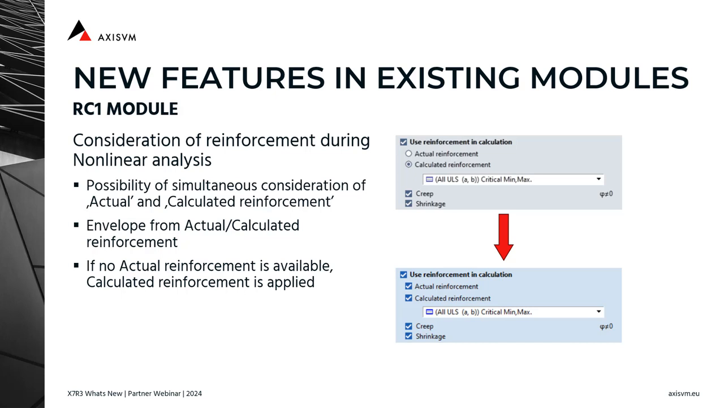The last new feature in RC1 is the option to ask for the envelope of the calculated and actual reinforcement values to be taken into account in the nonlinear static analysis. In previous versions, this was an either-or choice, controlled by radio buttons. From X7 R3, they can be switched individually on or off with dedicated checkboxes for each.